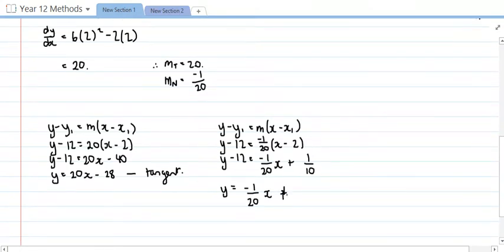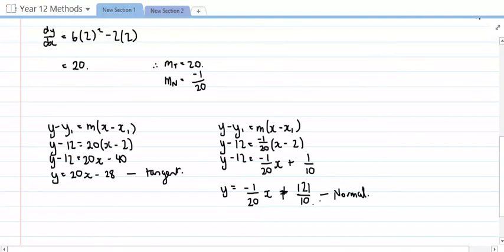plus, oh, I don't know what happened there. Anyway, so adding 12, that's 120 on 10, so that makes 121 on 10. We can leave it like that. And that is the equation of the normal.